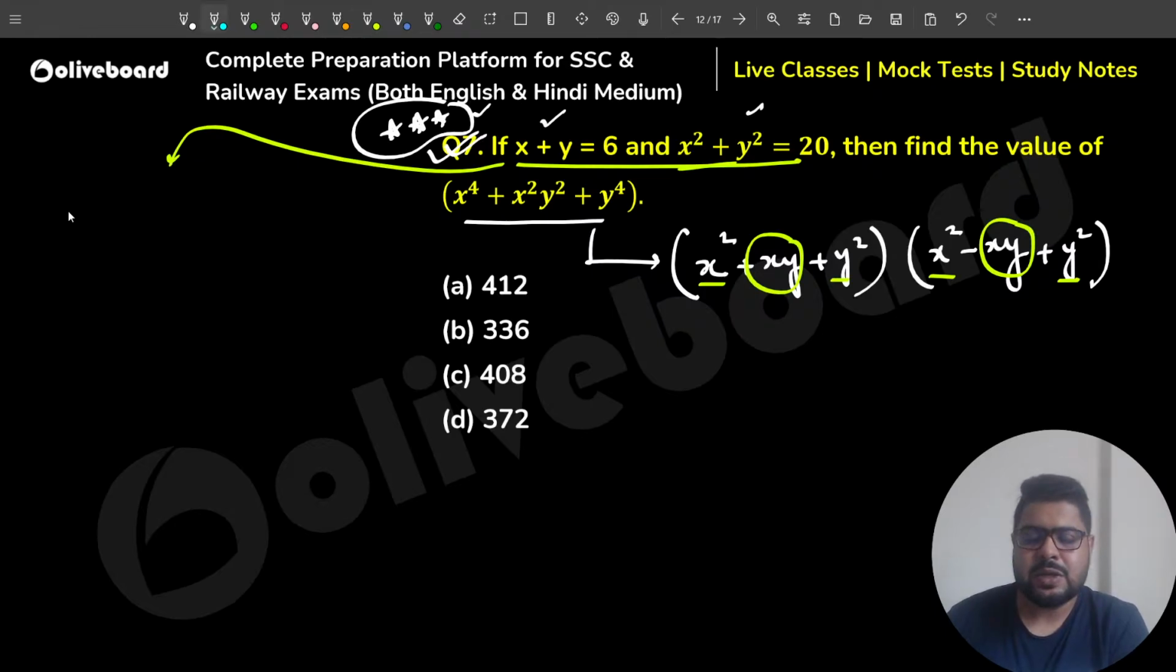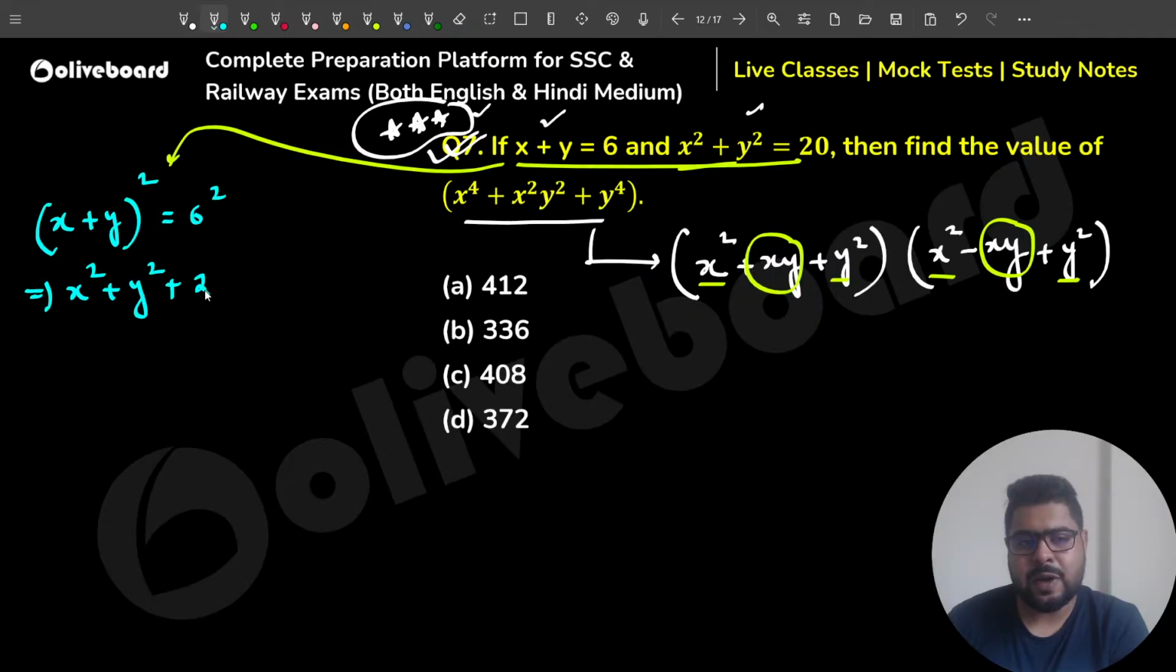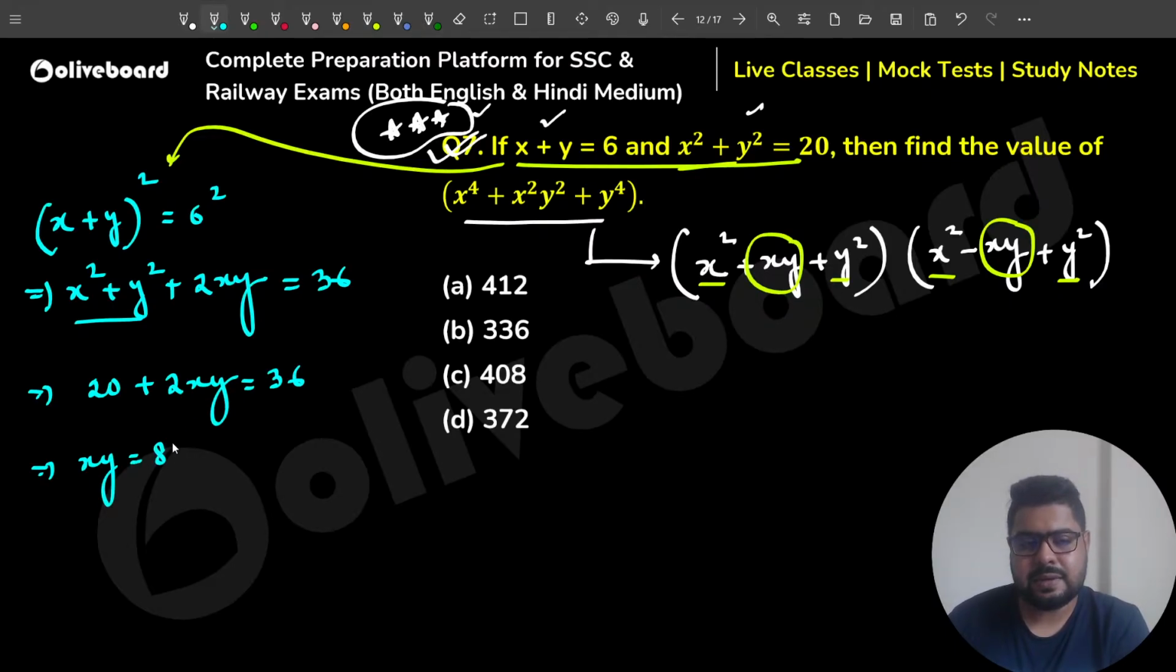Let's do that. I'll start from x plus y given, that is equal to 6. So let's square this. What I'll get is a square plus b square plus twice ab, that is 36. Sorry, this value is 20, x square plus y square, plus twice xy is equal to 36. So xy becomes 8, sir.